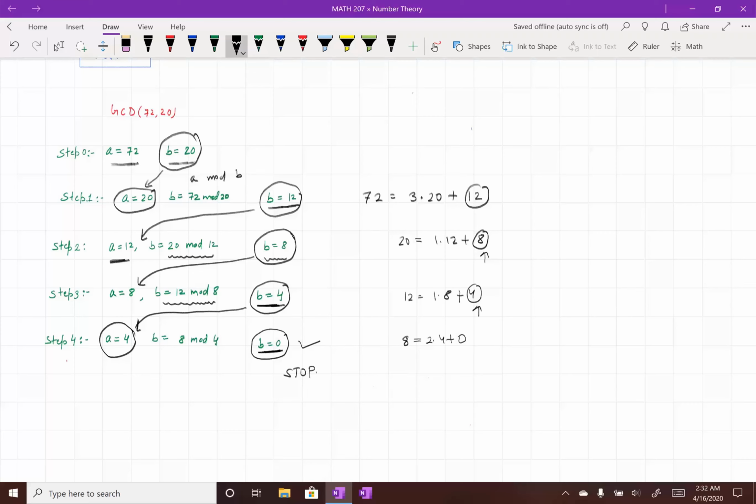So based on your algorithm, the other integer a is going to be the GCD of your problem. So the GCD of 72 and 20 is going to be equal to 4.